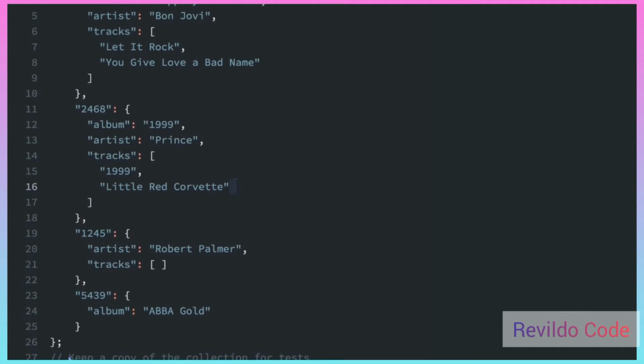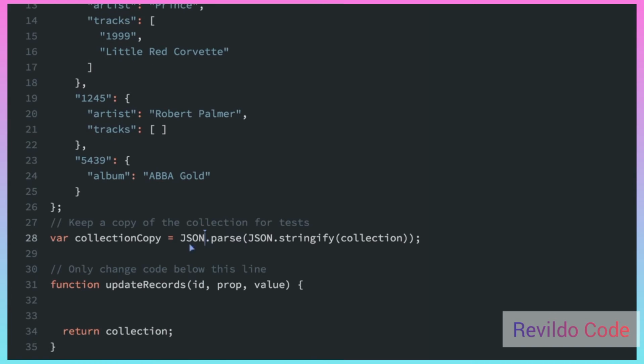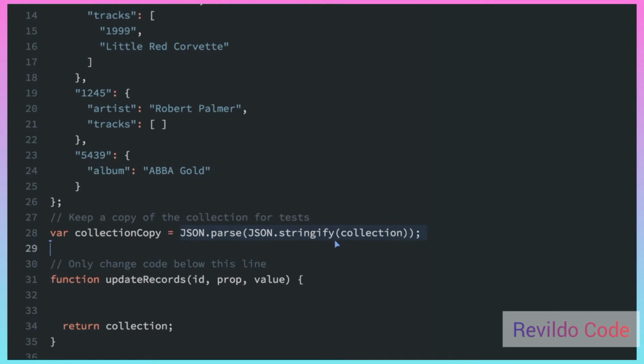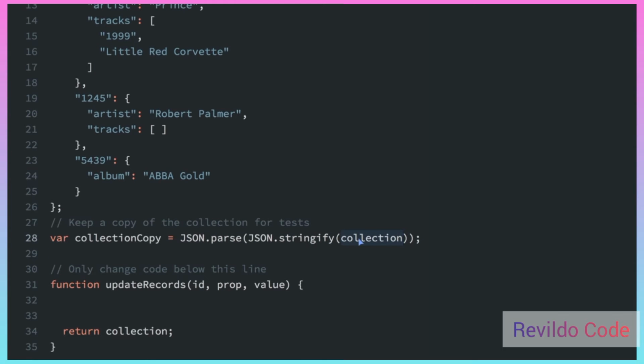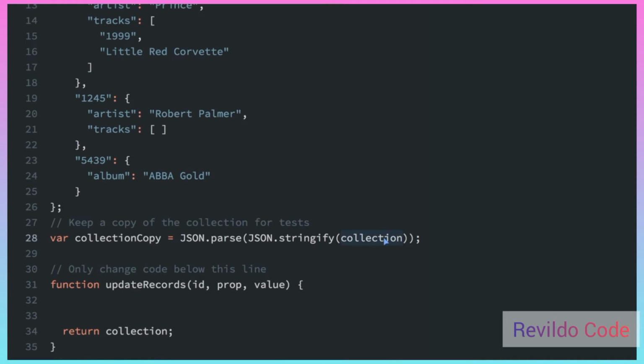So if you look right here, the comment says, keep a copy of the collection for tests. This JSON.parse and JSON.stringify and then collection, this is just a fancy way in JavaScript to make a copy of the object. Remember, in our function, we are going to be changing the collection object, but we want to have a copy of the original object before anything was changed. So that's what that's for.